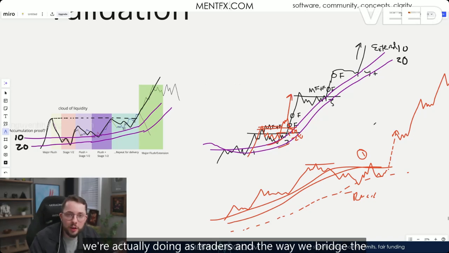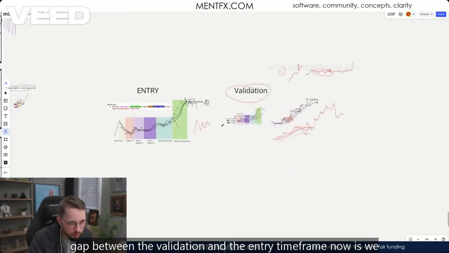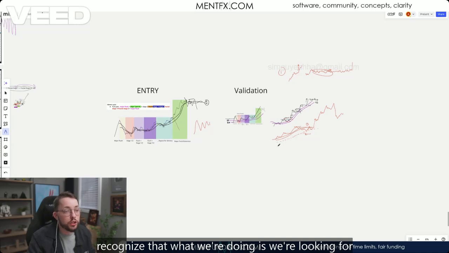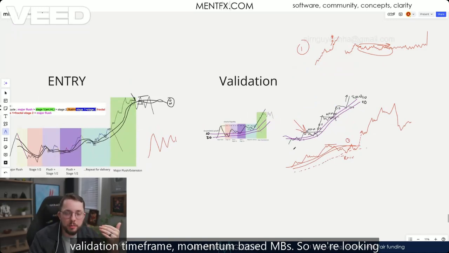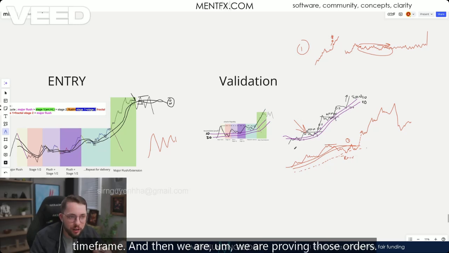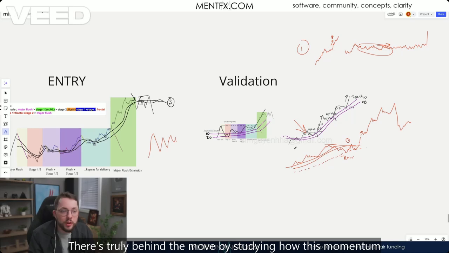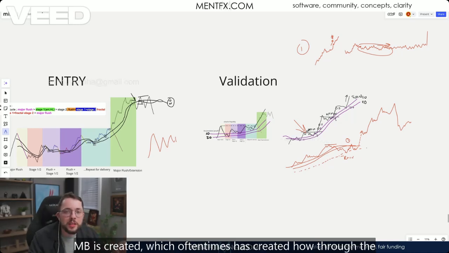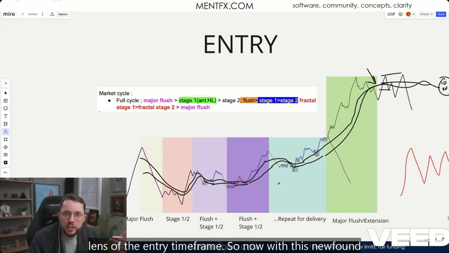And funny enough, the way we bridge the gap between the validation and the entry time frame is we recognize that we're looking for validation time frame momentum-based MBs. So we're looking for the proof of momentum already on the validation time frame, and then we are proving those orders. We are proving the fact the composite operator is truly behind the move by studying how this momentum MB is created, which oftentimes is created how? Through the lens of the entry time frame.